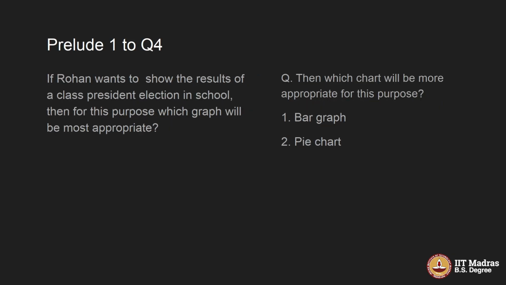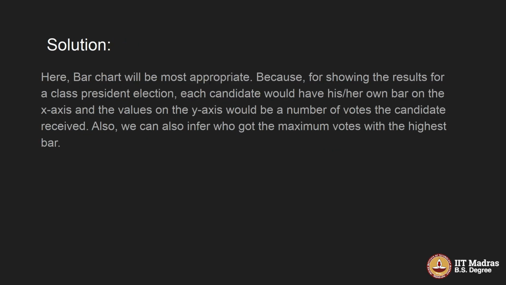Now we have question 4. If Rohan wants to show the results of a class president election in school, then which graph will be most appropriate? Of course, we have to show the frequency of that category, the number of votes for the president election, right? So we will choose the bar graph. And we have the solution here.